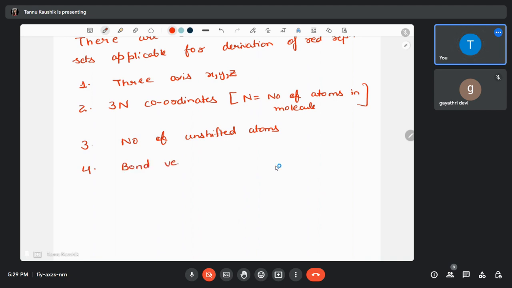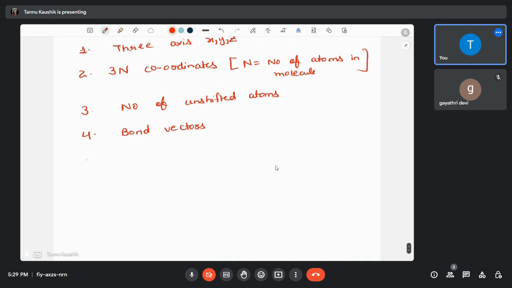Fourth is bond vectors, that is the bond between two atoms. So we consider them as vectors. And fifth is bond angles, the angle between the atoms.